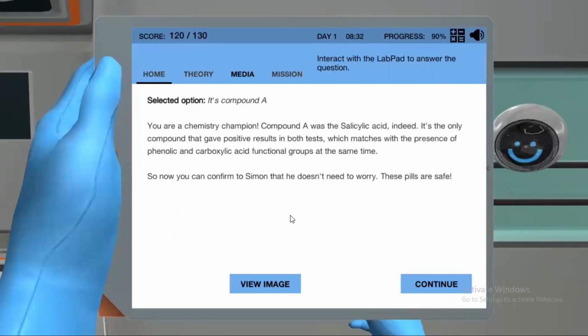You are a chemistry champion. Compound A was the salicylic acid, indeed. It's the only compound that gave positive results in both tests, which matches with the presence of phenolic and carboxylic acid functional groups at the same time. So now you can confirm to Simon that he doesn't need to worry. These pills are safe.